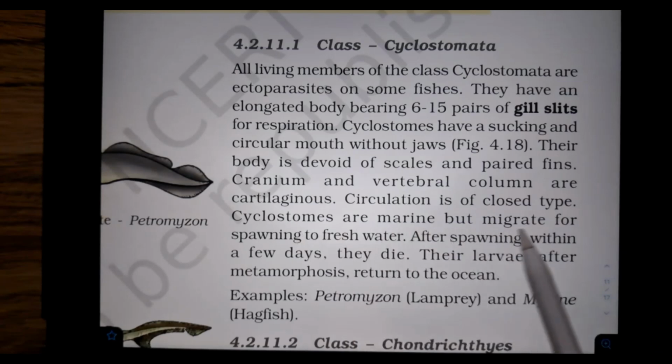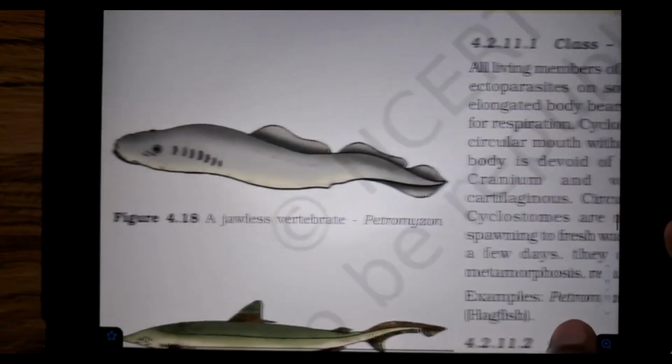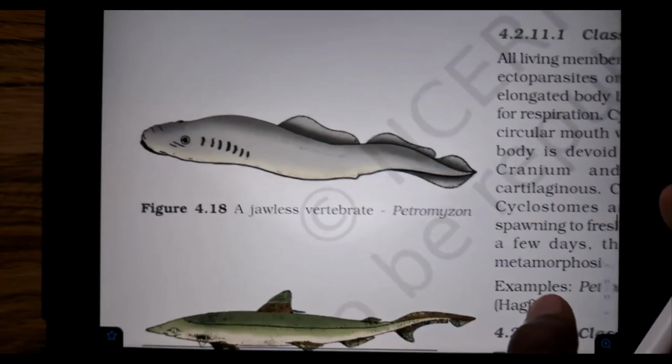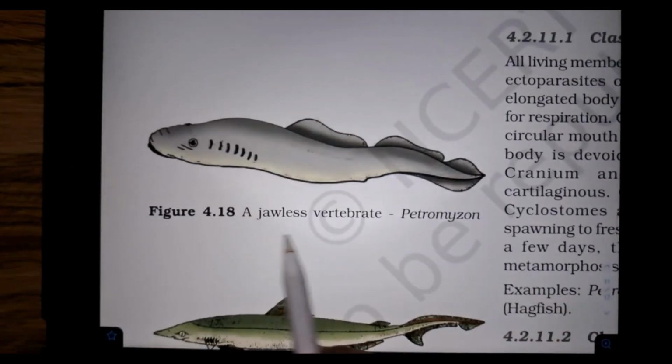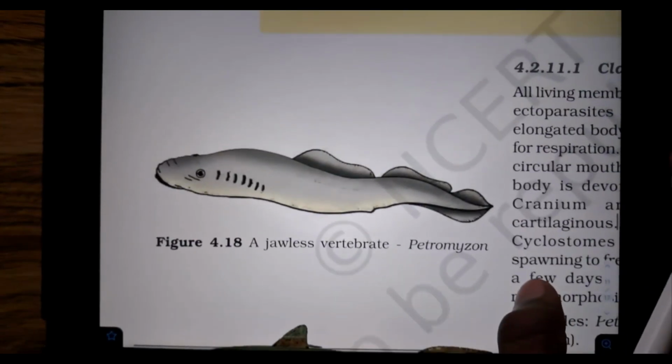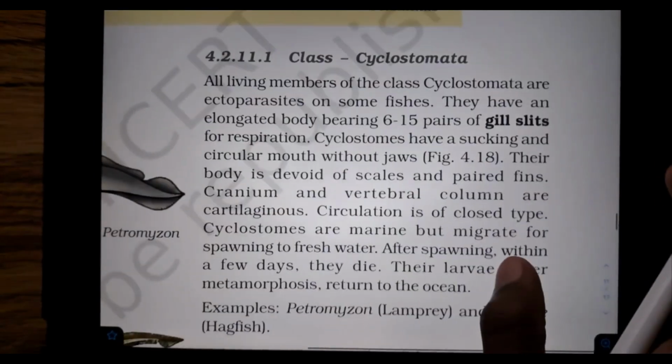Cyclostomes are marine but migrate for spawning into freshwater. After spawning, within a few days they die. Their larva, after metamorphosis, returns to the ocean. Petromyzon, lamprey, and Myxine, hagfish, are the examples. You can see the lamprey, Petromyzon diagram here. A jawless vertebrate, Petromyzon, an example of Cyclostomata.